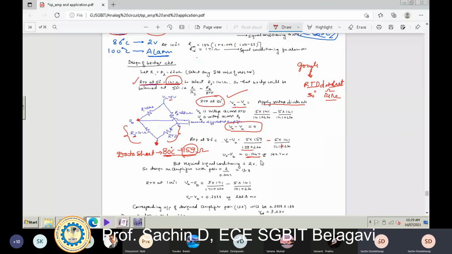But what do we require? For 80 degrees centigrade, in the given question, we need 2 volt. But how much are we getting? 0.1447. So what do we need to do? We are getting 0.1447, but the required voltage is 2 volt, which means we need to amplify it. In between, we need to connect an amplifier, and the gain of this amplifier should be 2 divided by 0.1447. Calculate it and tell me what you get.